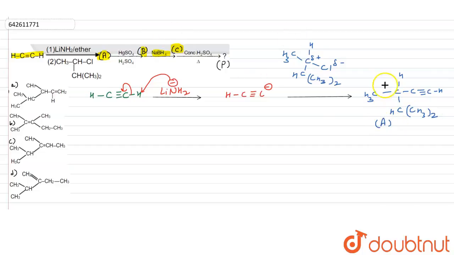Now we react this product A with HgSO4 and H2SO4. Let me write it down here. Since this reaction follows the Markovnikov rule, the negative part, the OH negative ion, will go to the carbon where there is a smaller number of hydrogens, that means here. The reaction will look like this.